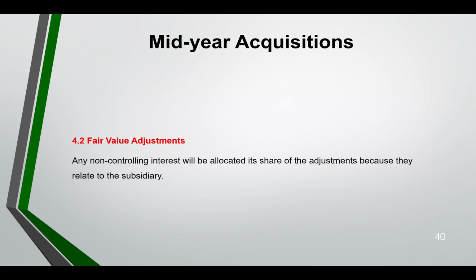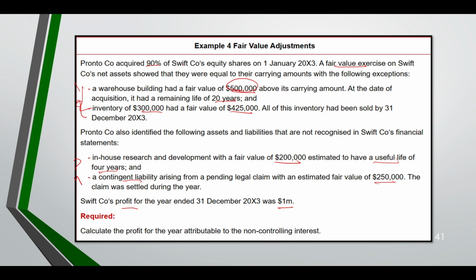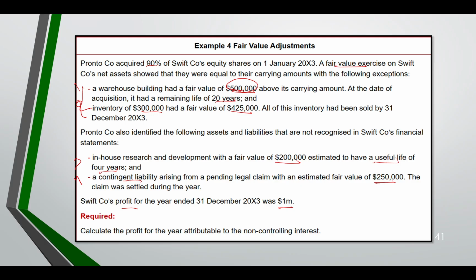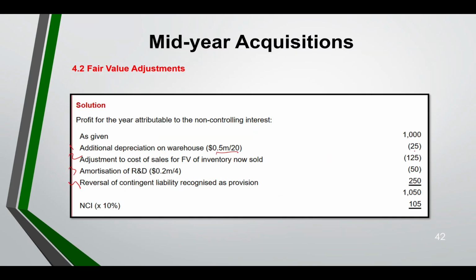So if you see here, from your profit, if your fair value increases, depreciation will be more. So that depreciation you will deduct. Fair value was 500,000 more than the carrying amount. So 0.5 million over 20 years. That's your excess depreciation that you will deduct. Then adjustment to the cost of sales. This is also more. 425 versus 300. 125 you have to deduct.